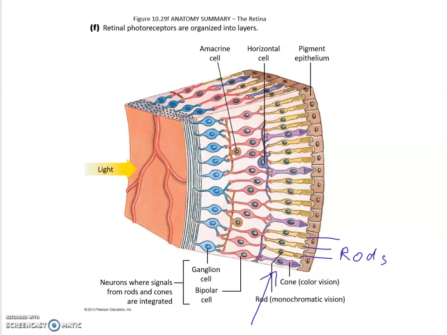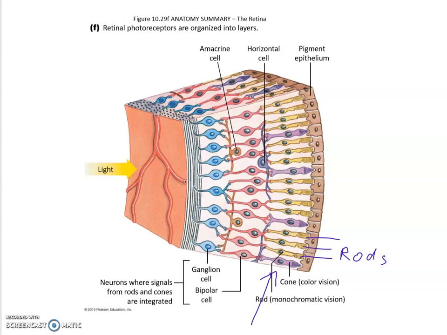The color processing, color vision, is usually a 1-to-1. So there you have one cone synapsing to one bipolar cell to one ganglion cell, and then that becomes optic nerve bundled up. So there is very good visual acuity. You have this really good perception, but you need quite a bit of light for the cones to perceive anything.